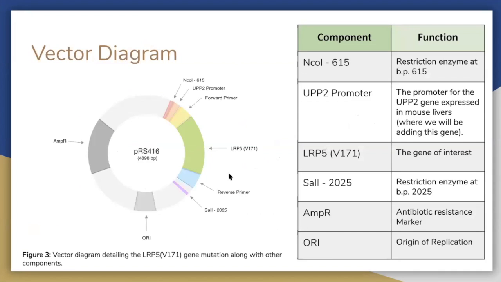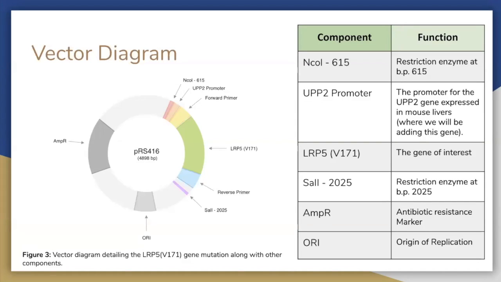Okay, so this is our vector diagram. And for this, we have our NcoI component, which is the restriction enzyme, which will be at the 615th base pair. We also have the up2 promoter. This is from uridine, which is the gene that we use to find our forward and reverse primers. So it is also found in mouse livers, which is where we will eventually be putting this gene. And then we have the LRP5 version 171, and that is our gene of interest.